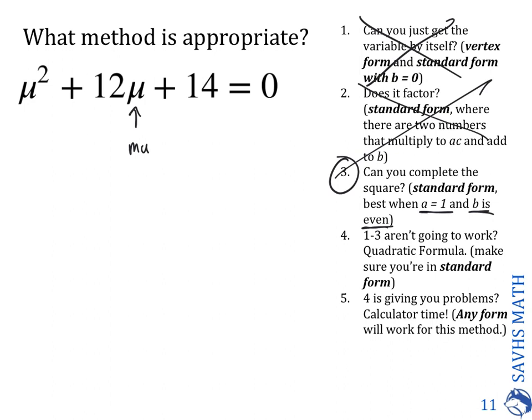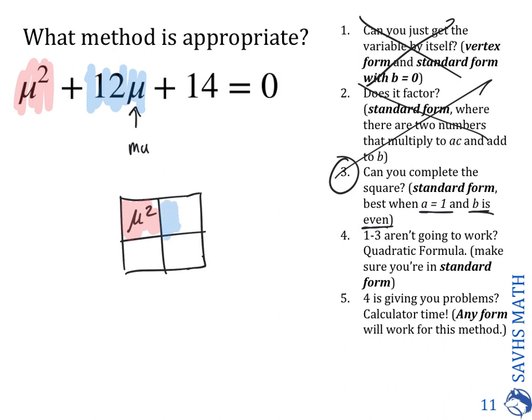So let's do it. Normally when we complete the square, we put our variable squared term right here. So we're going to put mu squared. There. We're going to split our B term. The reason I'm doing this is this matches this. We're going to split our B term, which is 12 mu, here and here. So we're going to write 6 mu there and 6 mu there.